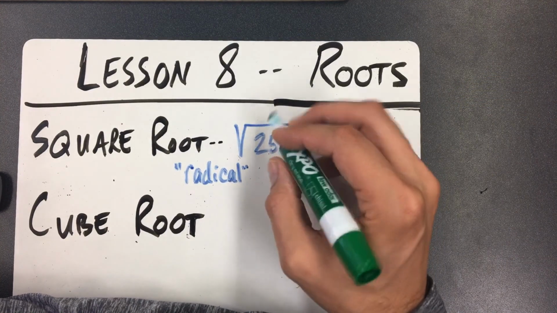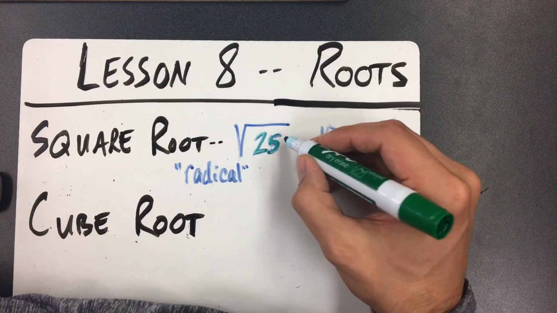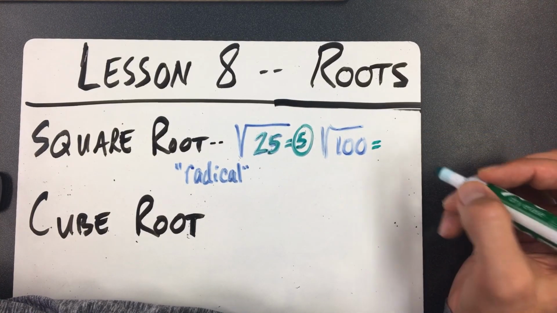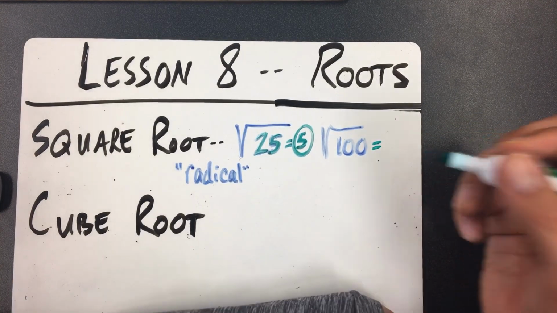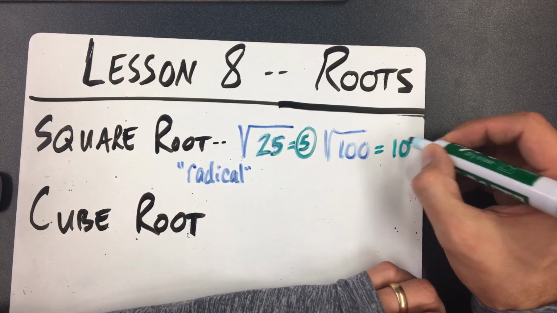So, on this one, what number times itself equals 25? Most people would know that that has to be 5, right? 5 times 5 equals 25. For 100, what number times itself equals 100? What number squared, what number to the second power equals 100? That would have to be 10.